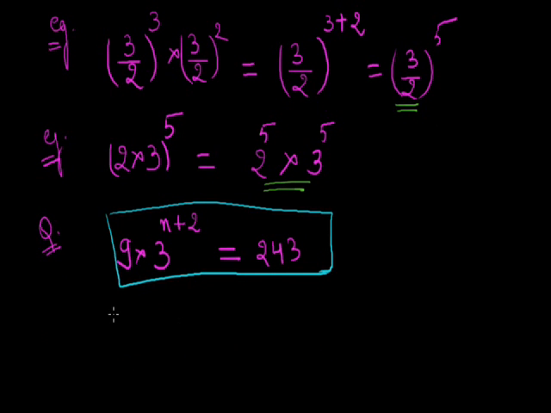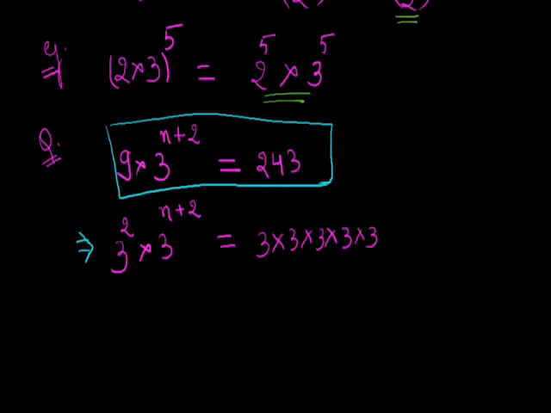Firstly, we observe that in this equation left hand side and right hand side both are having certain terms which can be converted in the powers of 3. The left hand side expression is having 9, which can be written as 3 raised to 2, and another expression with it is 3 raised to n plus 2. Now this 243 is just 3 multiplied by itself 5 times.